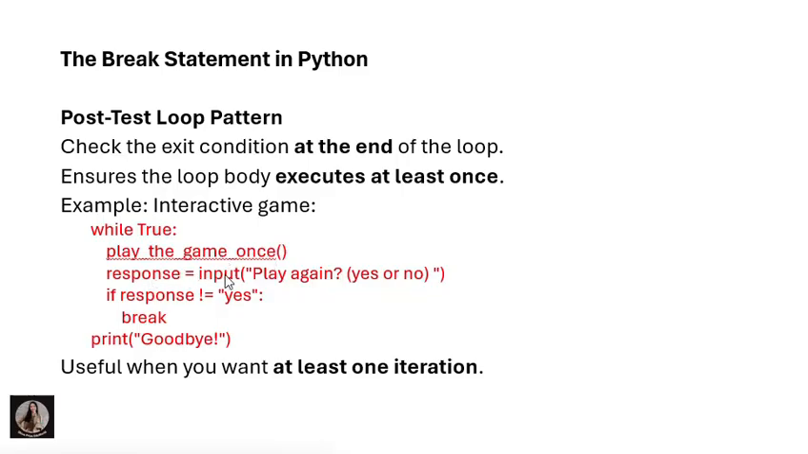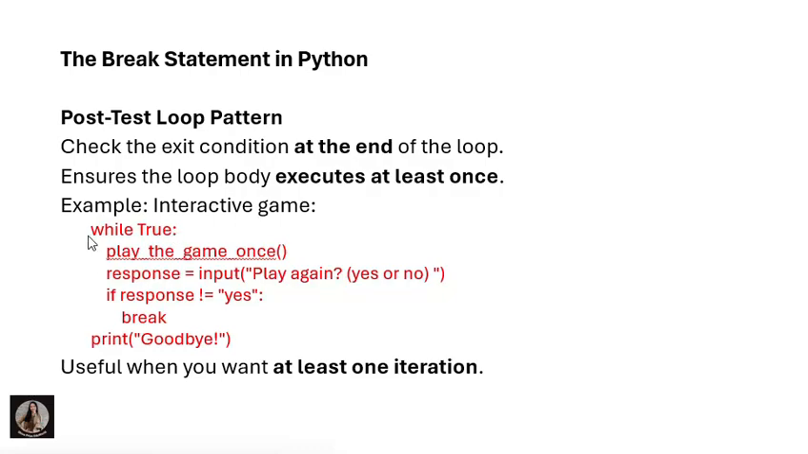Response equals input. It will ask the user after the game ends, do you want to play again? It stores the answer in the variable response. And if the player's answer is not yes, the loop stops here, which means it will break the loop. When the loop ends, it will print good boy to say the game is finished.